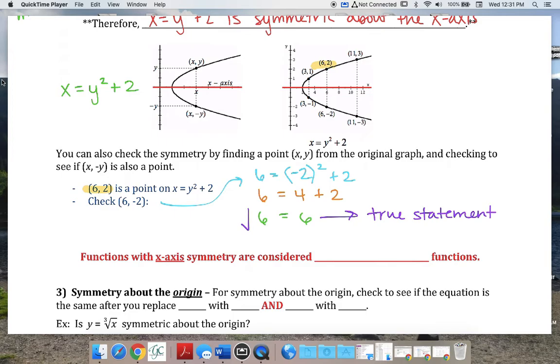Now, x-axis symmetry, because these are not functions, remember that a function from section 1.1 cannot repeat x values. So we can see that this is failing the vertical line test up here on the graph. So this is not a function, so we do not consider it either even or odd. So this is neither even nor odd, simply because it is not a function.